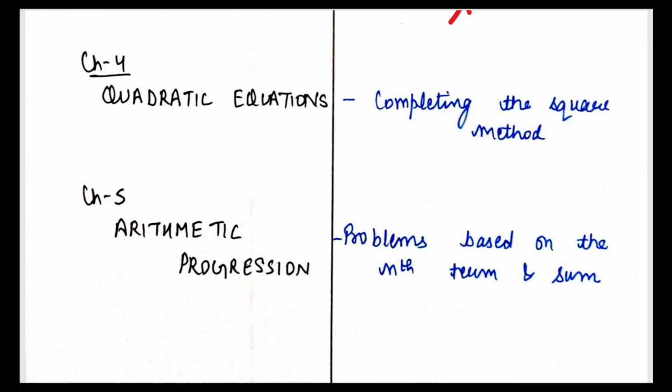Similarly, in chapter 4, the completing the square method is removed. You don't have to study this method now for calculating the roots of the quadratic equation. Only the middle term splitting method and the quadratic formula. Completing the square method you don't have to do.